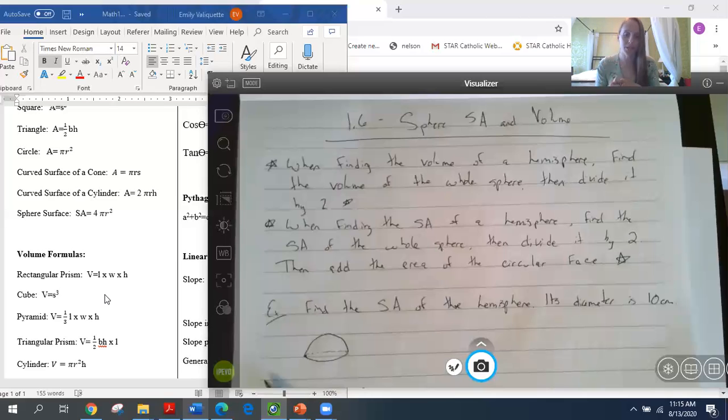So we're going to go through 2 examples, one where we're finding the surface area of a hemisphere, another where we're given the volume of a sphere and have to work backwards to find its radius. So let's get into both of those.